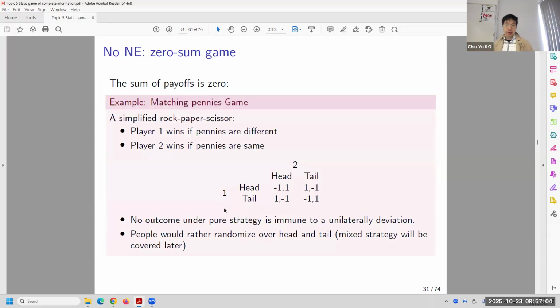So this is a classical model of Nash equilibrium, the zero-sum game, right? And we know there's no pure strategy Nash equilibrium, and at the end of last class, we talked about the mixed strategy equilibrium.